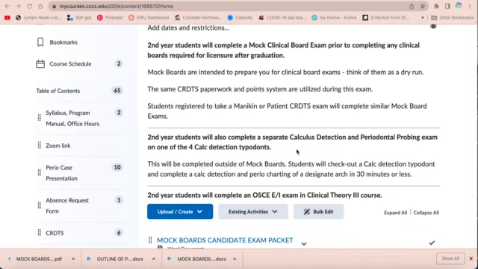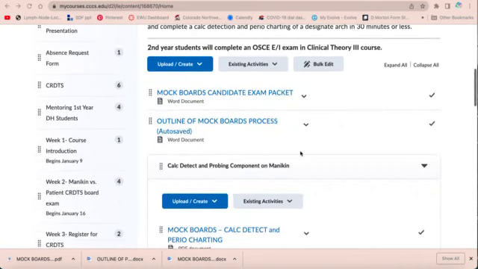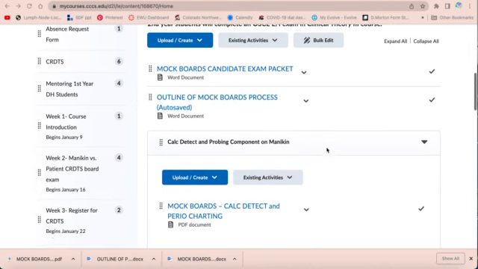Again, everyone participates in these 3 different ways, regardless of what type of exam you are registered for. There's a variety of mock board type exams that we do that prepare you for both types of exams, right? Because we need you all in our classroom dental hygiene program setting to be evaluated in the same manner. All right, so let's talk briefly about your mock boards candidate exam packet.